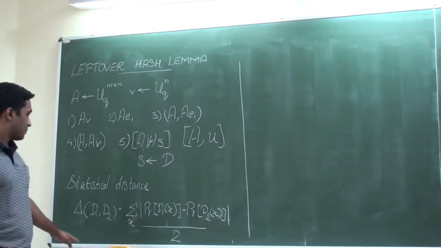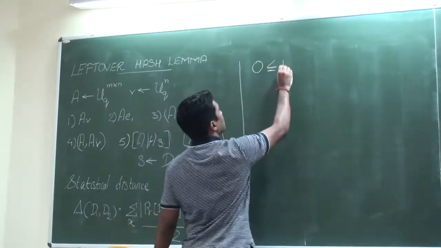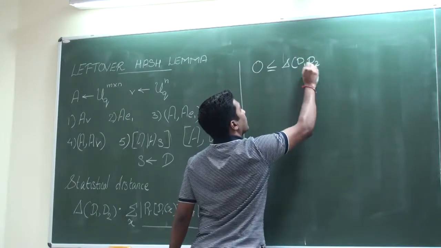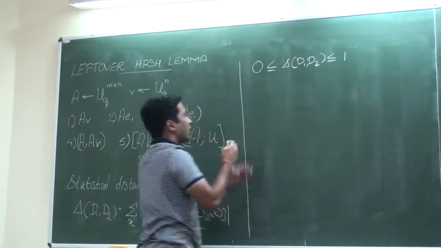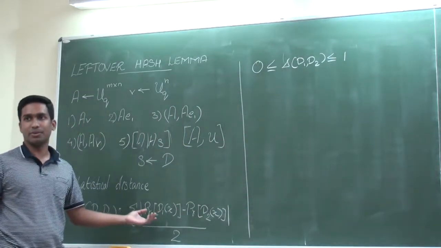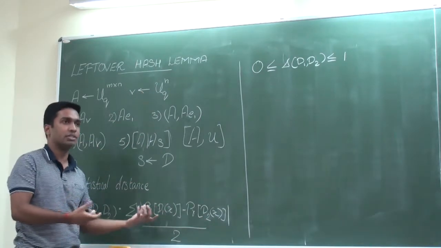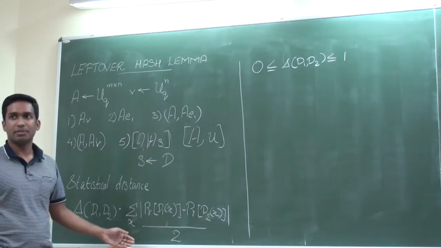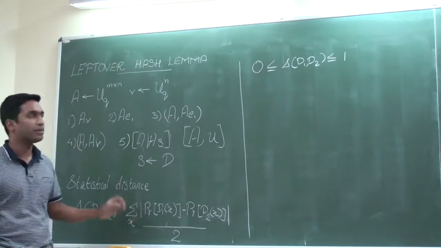So we know that the statistical distance is... and what will be the upper bound? 1, because if D1 is equal to D2, everything goes to 0. So it's at least 0, and at most 1 if it's like a disjoint distribution. See that? The probability 1 plus 1 becomes 2.